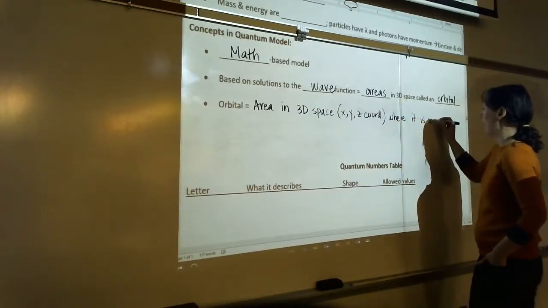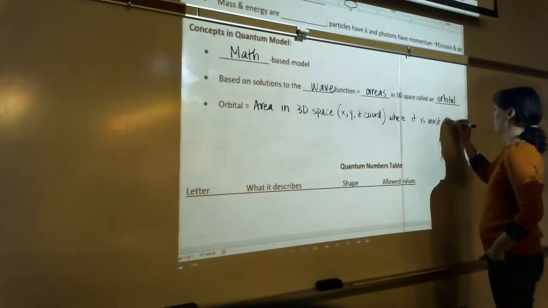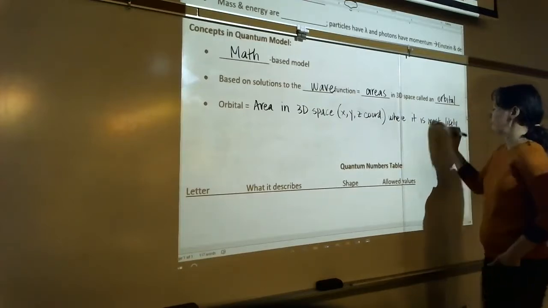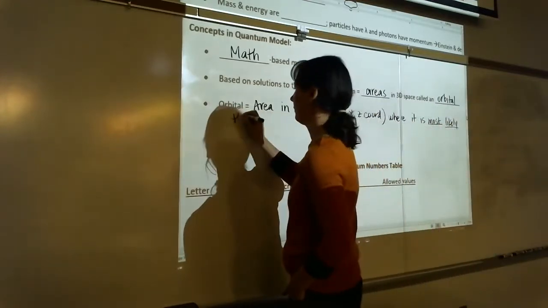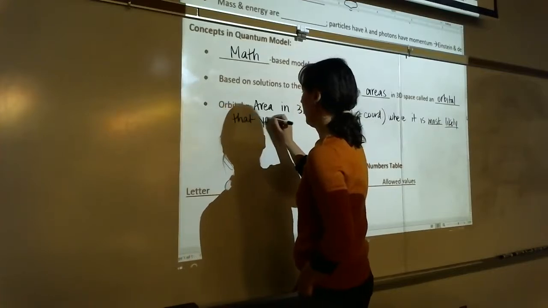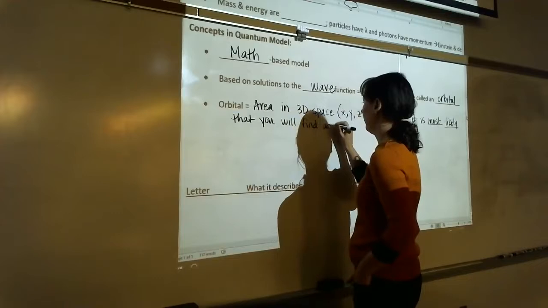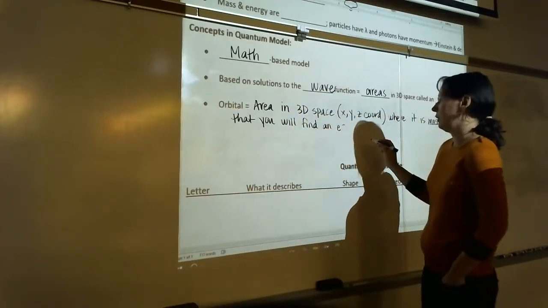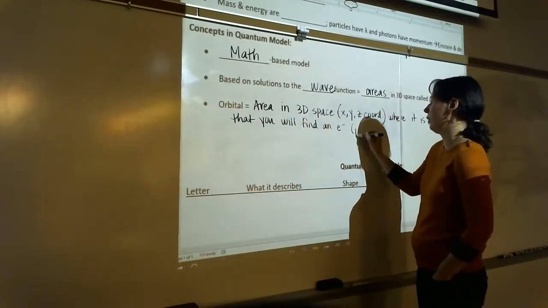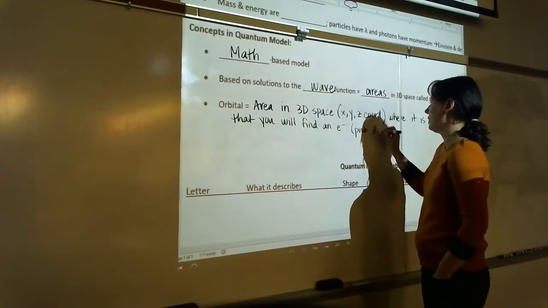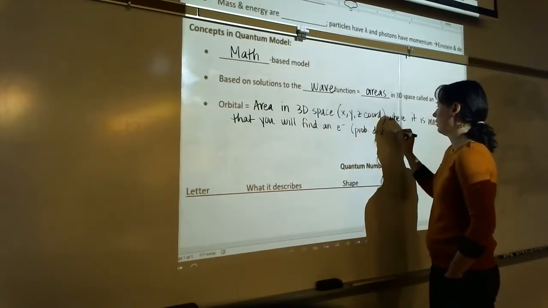it is most likely that you will find an electron. Right? So it's called the probability distribution function.